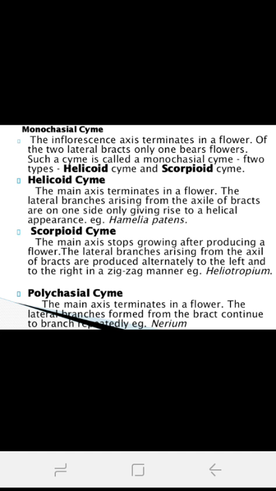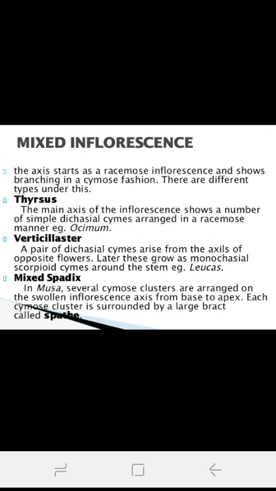So monochasial cyme. Now next is polychasial cyme. The main axis terminates in a flower. Lateral branches formed from the bract continue to branch repeatedly. Many times the branches continue and form flowers. That example is the Nerium plant. Okay, so that's all about cymose inflorescence: dichasial cyme, monochasial cyme, polychasial cyme. In monochasial cyme there are two types, helicoid and scorpioid cyme.